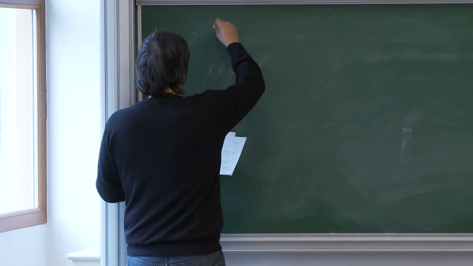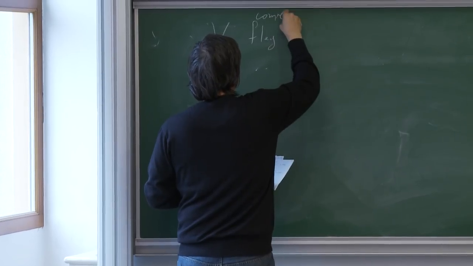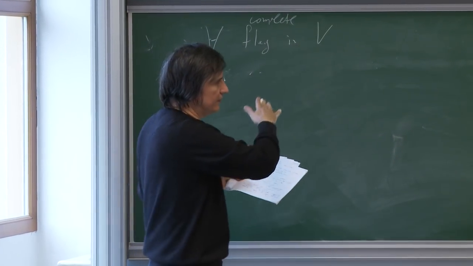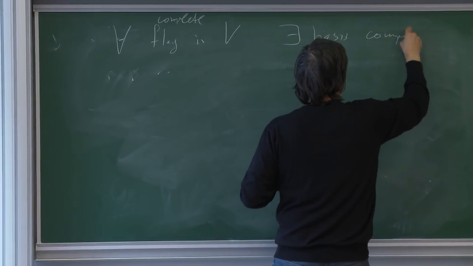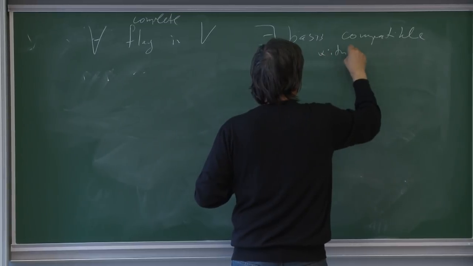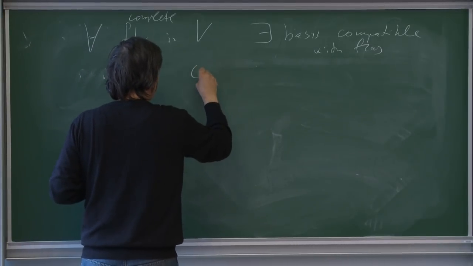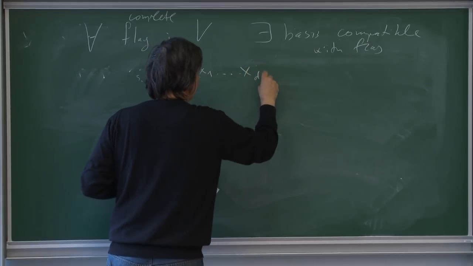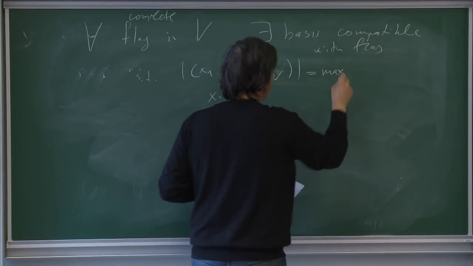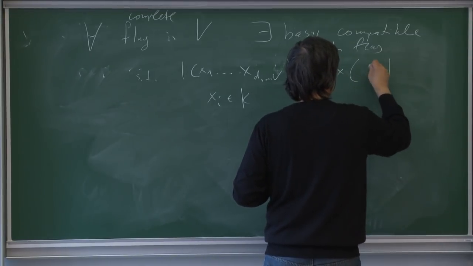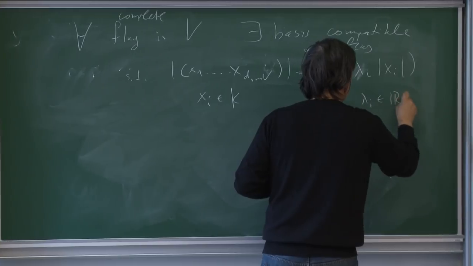And there's a claim that for any complete flag in V, a one dimensional space, then two dimensions, and so on, there exists a basis compatible with the flag, such that, meaning you identify V as a coordinate space, the norm of any vector is equal to the maximum of certain constants lambda_i times the coordinates, where the lambda_i are positive real numbers.